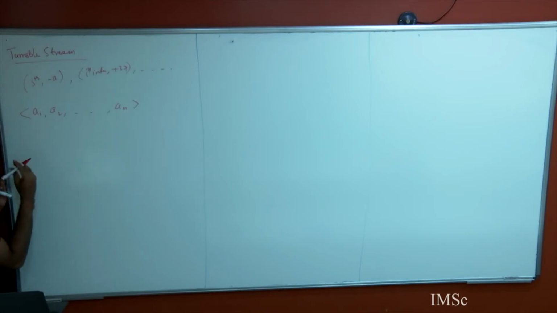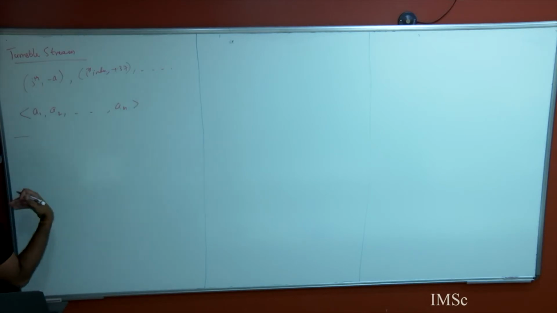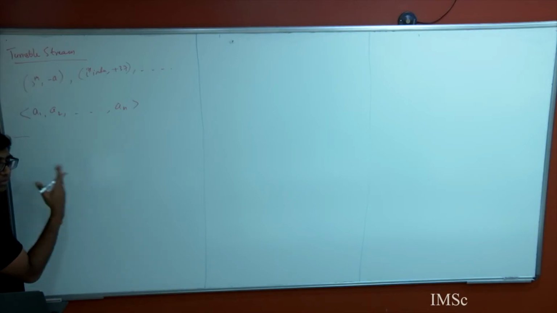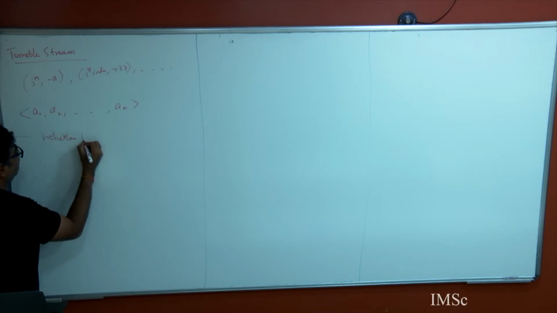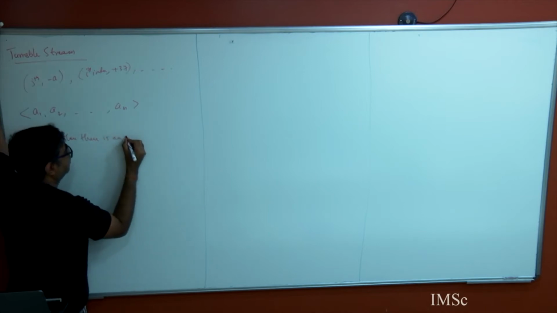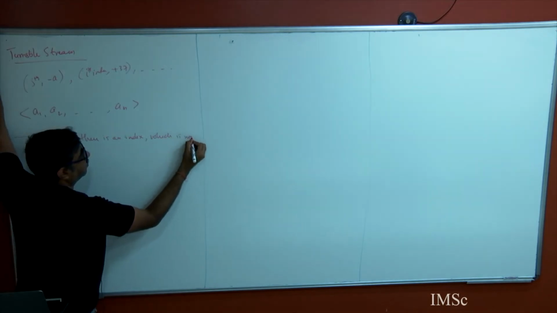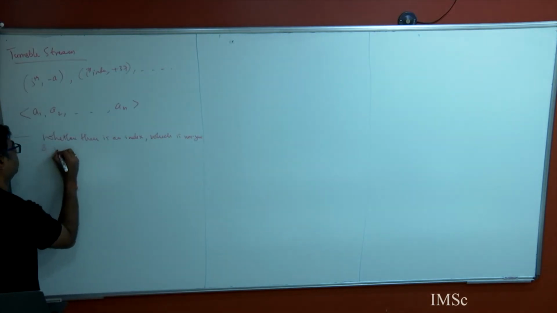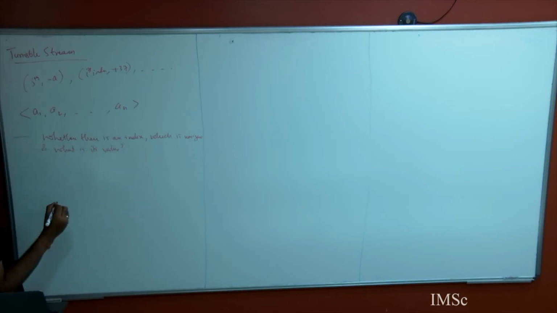And what you would like to maintain, this could be a much larger stream, and all you want to store is whether there is an index which is non-zero and what is its value. This is what you would like to return at the end of it. So how will you do it?